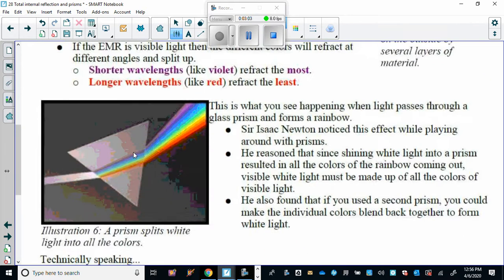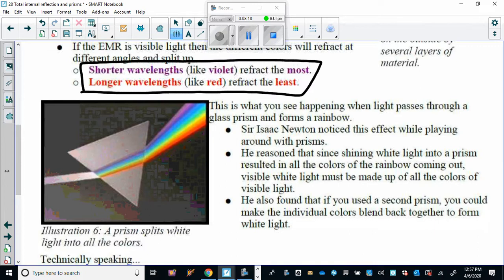In your diagram, as you can see, it happens once when it goes into the prism, and then it happens again. If you are writing your diploma, this is really important. Very important: the shorter wavelengths, like violet, refract the most, and the longer wavelengths, like red, refract the least. As you can see in this diagram, red is refracting the least, violet is refracting quite a bit.